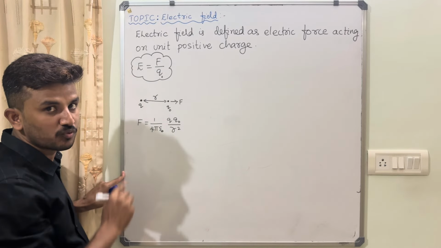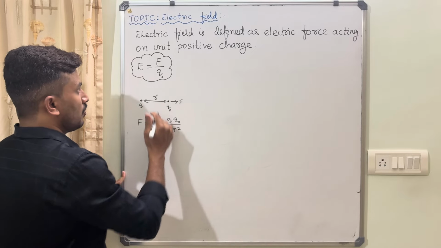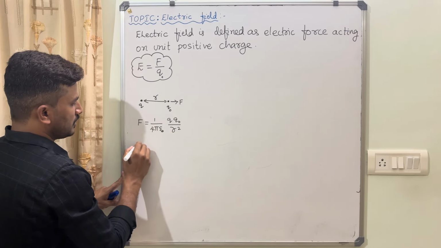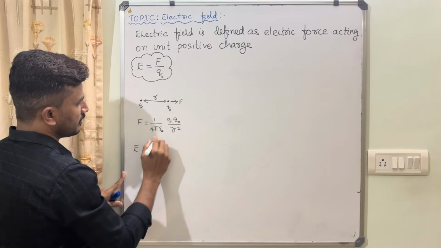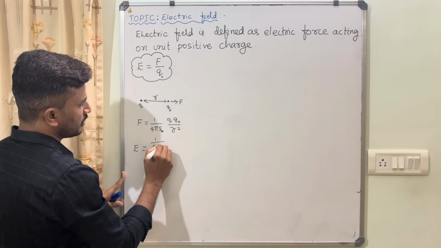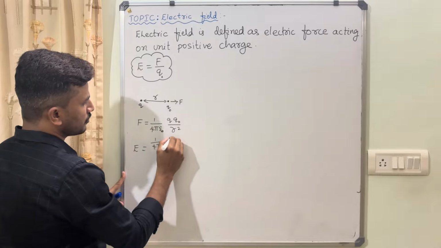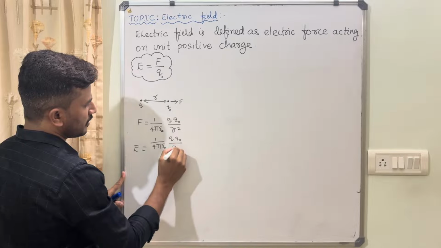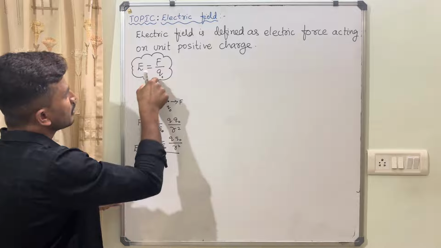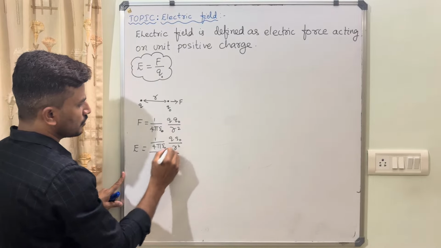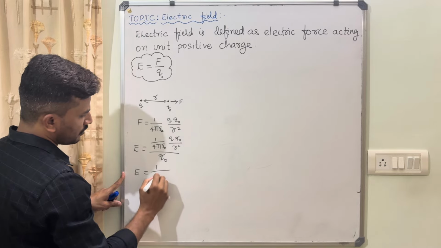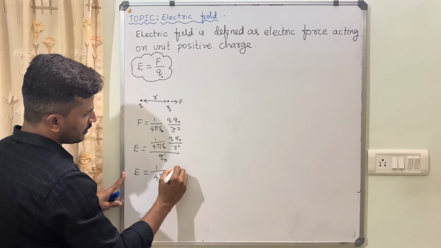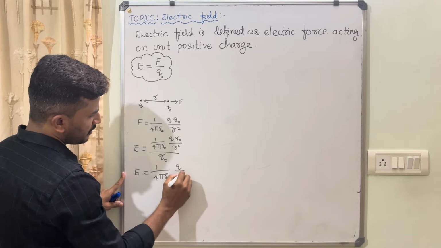This we call Coulomb force. Now according to this formula, if I consider E is equal to F divided by Q naught, what do we get? 1 over 4 pi epsilon naught Q Q naught divided by R square, divided by Q naught. So Q naught gets cancelled. So E is equal to 1 over 4 pi epsilon naught Q divided by R square. This is the electric field due to point charge.